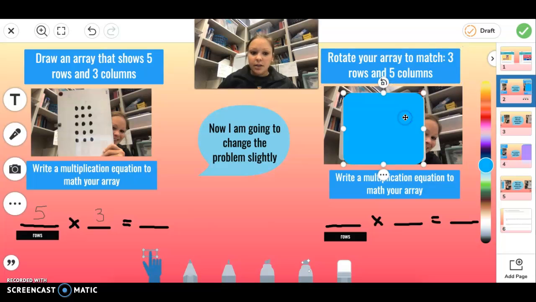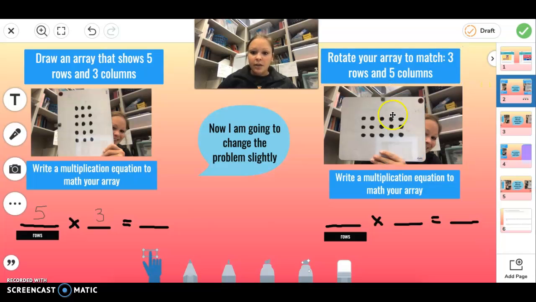Alright, so here is my array with 3 rows and 5 columns. 1, 2, 3 rows, 1, 2, 3, 4, 5 columns. All I did was rotate my board from being this way to this way. I did not change the number of circles.